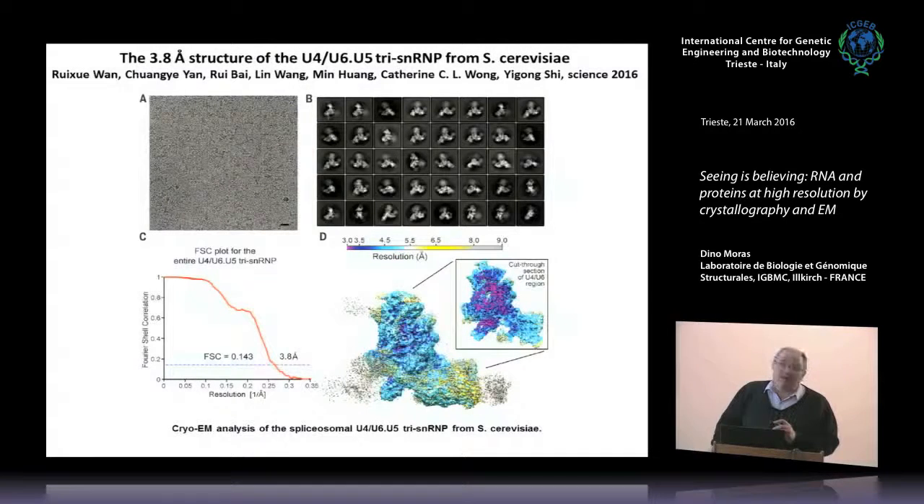The first one, I don't know if it is the first, maybe in terms of submission, yes, but we are talking about a few months. Independent work at 3.8. You see now people are narrowing down to things. This is the ternary complex from the yeast spliceosome, done, of course, by cryo-EM.